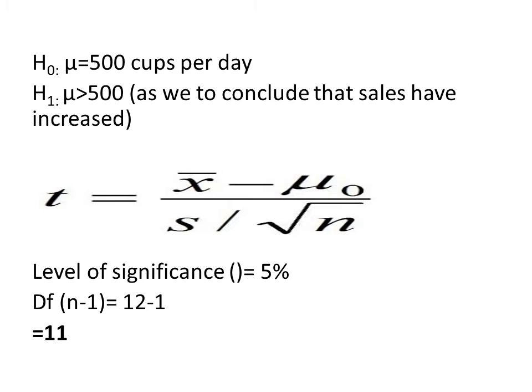Since we have decided to take the t-test into consideration, this is the t-test formula. Level of significance is 5%. Degree of freedom is n minus 1, that is 12 minus 1, which is equal to 11.